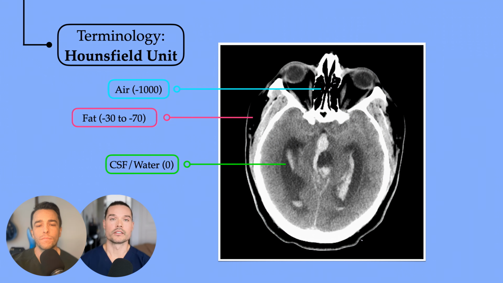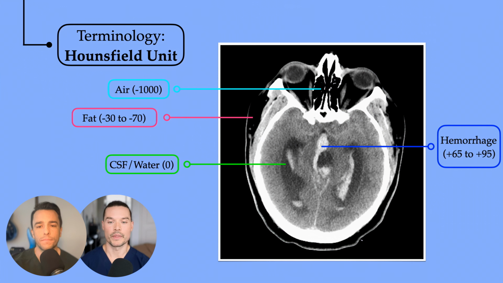On this particular scan, this is an intraventricular hemorrhage. So you see that bright red blood. That's going to be +65 to +95 HU. And then lastly is our bone, which is considered about +1,000 HU.